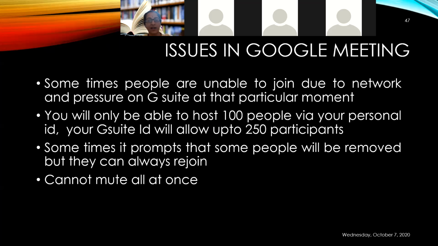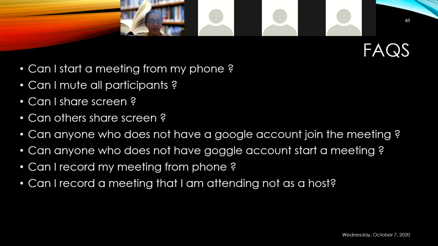You will only be able to host 100 people via a personal account, and G Suite will allow you only 250 students. Sometimes it prompts that some people will be removed. So when you start recording, it says some people will be removed. Doesn't matter, they can always rejoin. You cannot mute all at once, the biggest problem. In Microsoft Teams, you have an option of muting all at once. I think Zoom also has an option, yeah, right.